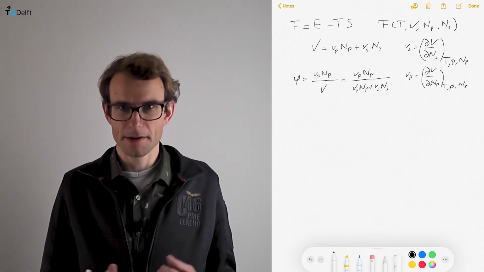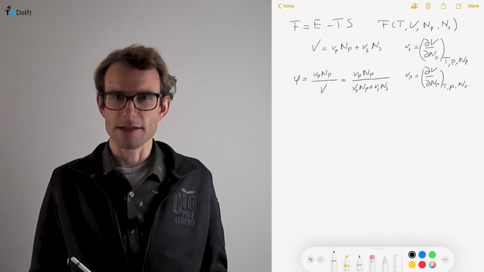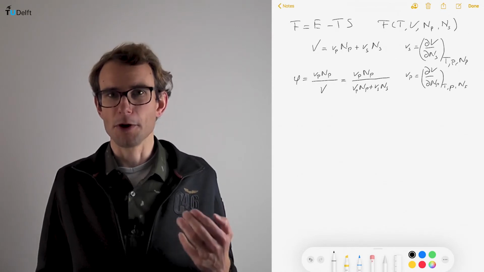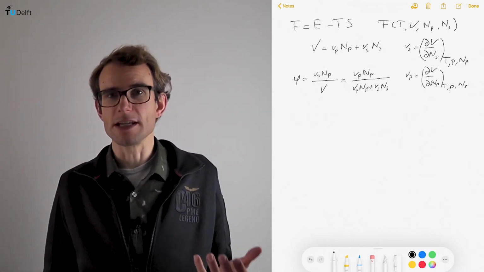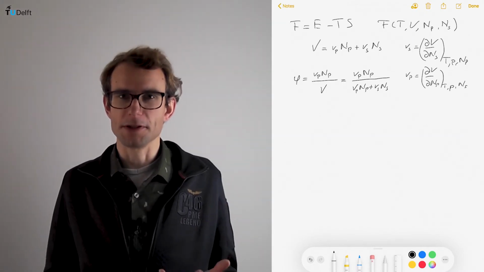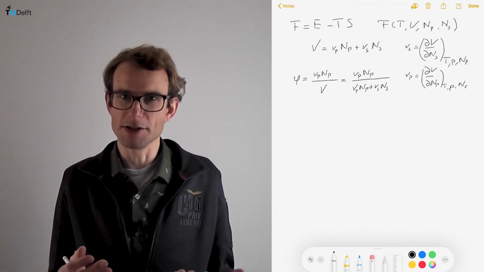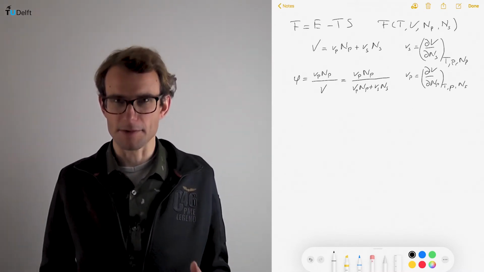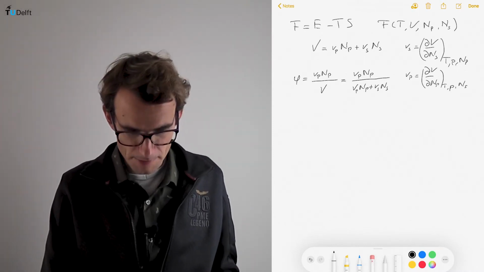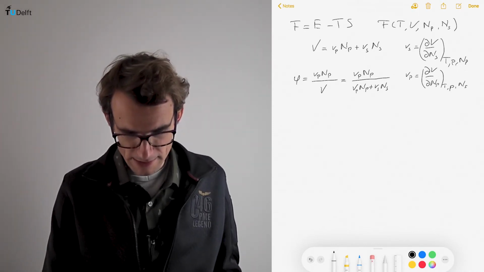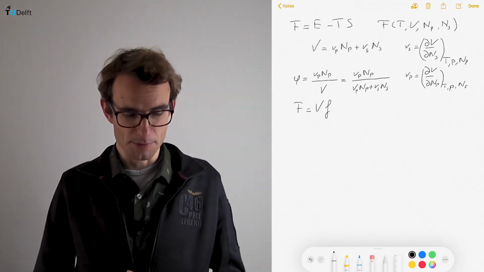Now, working with the total free energy is also not the easiest way of working. It's easier to work with the free energy per unit volume. The free energy is an extensive variable. If I double the size of my system, the volume and the number of particles double, as does the free energy, but it's easier to work with intensive variables. And so I'm going to define the free energy per unit volume through simply taking F equals V times small f. So small f will be my free energy per unit volume.